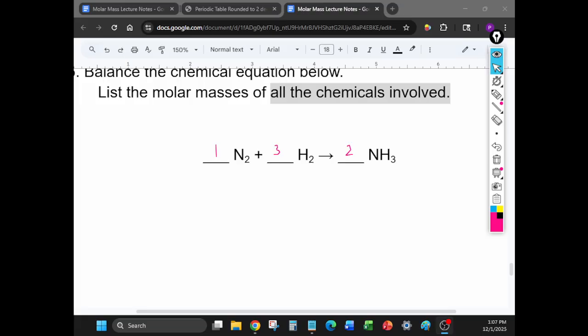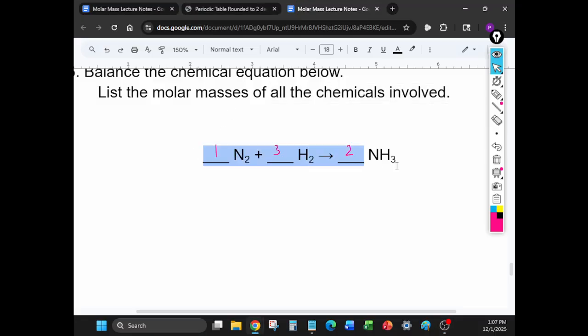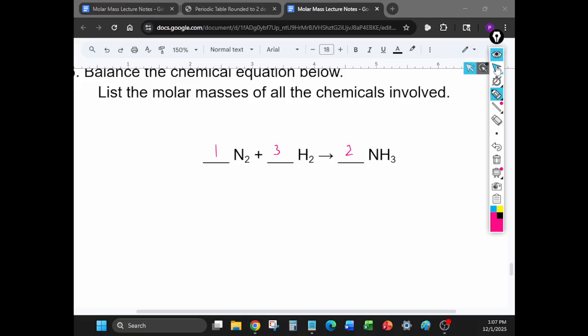Okay, so let's talk about what you need for the final answer. So on these problems, you're obviously going to balance, which I did for you already. And what you're going to do after that is find the molar mass of everything involved. So what that means is you're going to find the molar mass of all the chemicals. The chemicals are the things after the blank. So you're going to find the molar mass of N2. You're going to find the molar mass of H2. And you're going to find the molar mass of NH3. So all of these chemicals behind the blanks, you're going to find the molar mass of each of them, okay? Now, just letting you know, it's not going to be huge chemicals, so it should be pretty easy to find, but you're going to do them all individually. So you're going to get a separate number for each of these.